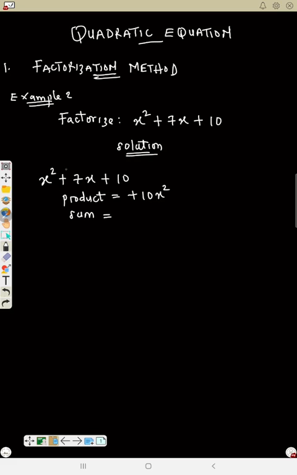Now the middle one will represent the sum. That's plus 7s. So that will represent our sum, plus 7s. Now what are the two numbers we can multiply that will give us the product? If we add the same numbers, we will get the sum. Now like I said, find all the numbers that can give you 10.